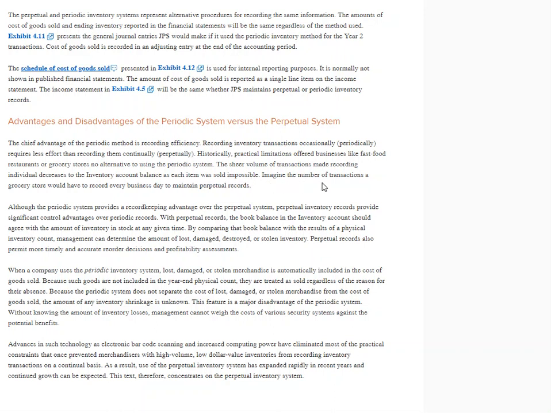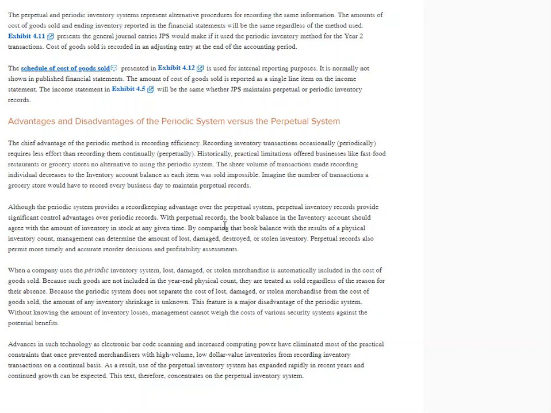So imagine the number of transactions a grocery store would have to record every business day to maintain perpetual inventory records. That would be a lot of work, right? So although the periodic system provides a record-keeping advantage over the perpetual system, perpetual inventory records provide a significant control advantage over periodic.